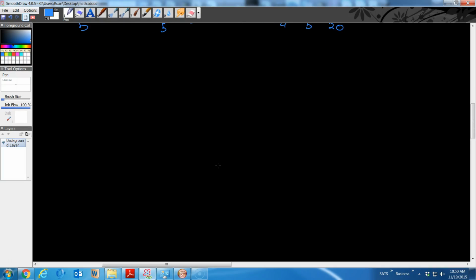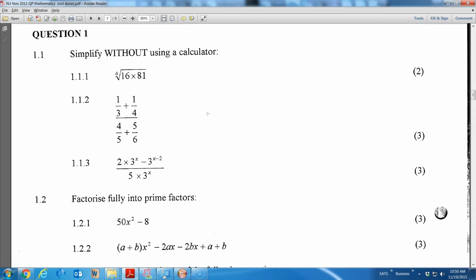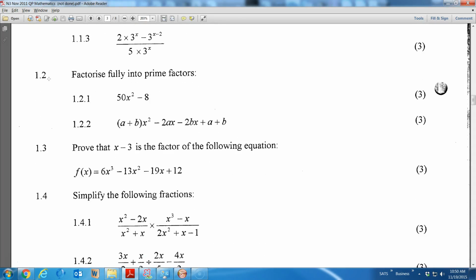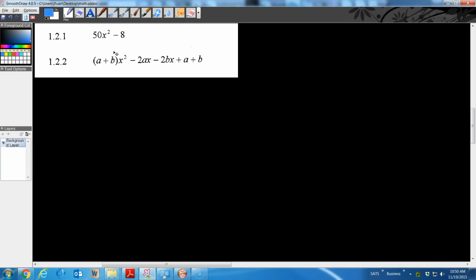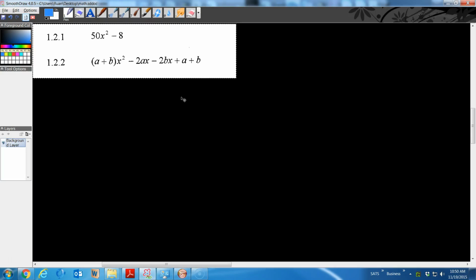So let's move on. Our next question: factorize fully into prime factors. So I'm going to copy these two in one. Wow, it's quite big. We're going to factorize these.